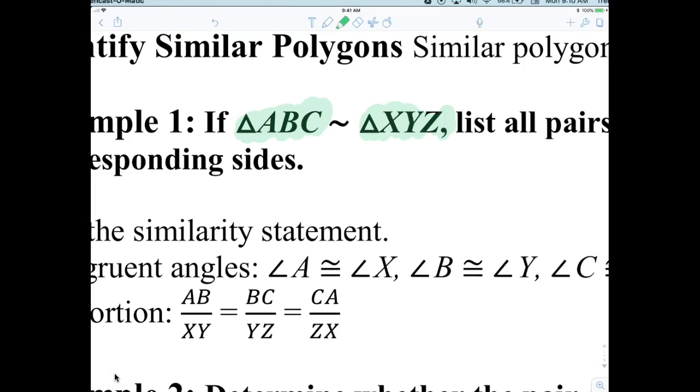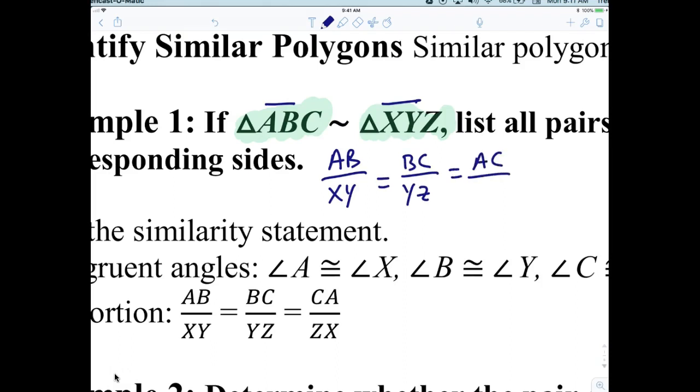The sides, we say, are proportional. So I would say AB over XY is equal to BC over YZ is equal to AC over XZ. Is that confusing? You got it?